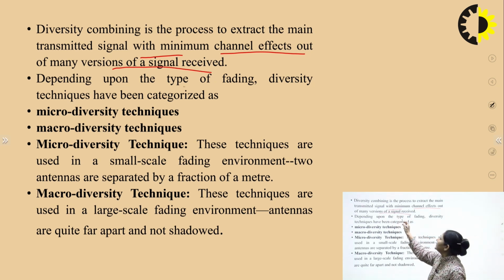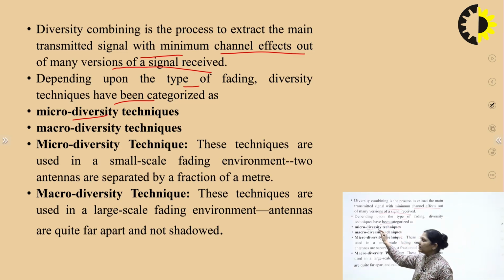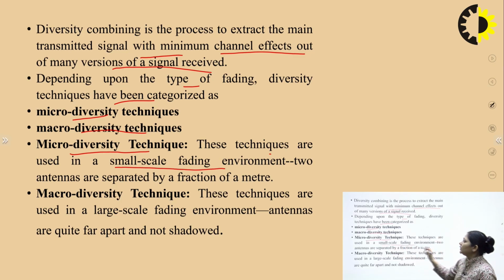Now, depending upon the type of fading, diversity techniques are categorized into two categories: micro diversity and macro diversity. What is micro diversity? These techniques are used in a small scale fading environment. Two antennas are separated by a fraction of a meter. Small scale fading is for small distances, and the distance between the antennas here is about a fraction of a meter.